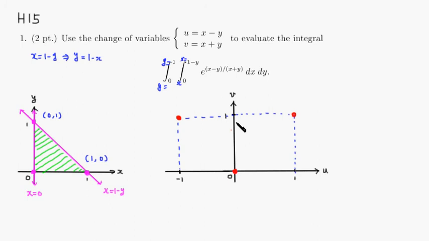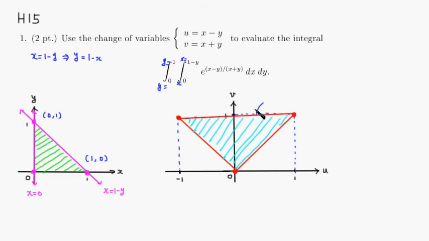Then we can sketch the region. The region is still going to be a triangular region. You connect these two dots together, and connect these two dots together. New region is this region right here. If you were to write the equation for that boundary, it would be v equals 1. This one has slope 1, so it's v equals u. This one has slope negative 1, so it's v equals negative u.